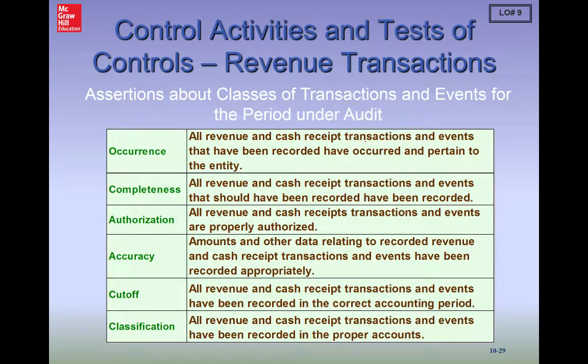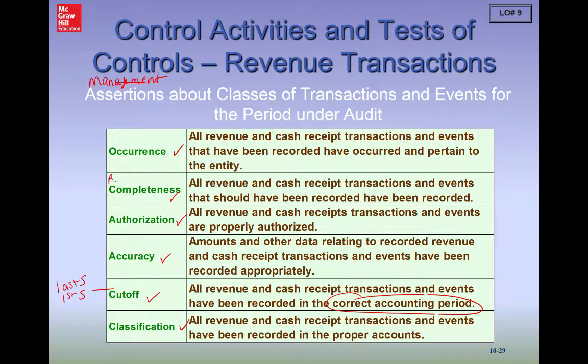So we should now be very familiar with our management assertions: occurrence, completeness, authorization, accuracy, cutoff, and classification. So cutoff, what we like to do, just to test this assertion, is what I call the last 5 and the first 5. Since we're talking about revenue, then we would look at the last 5 invoices in the period, let's say December 31st, and the first 5 invoices in the next period, such as January, to make sure that they're properly recorded in the current accounting period. Classification, you just want to make sure that everything is where it should be.